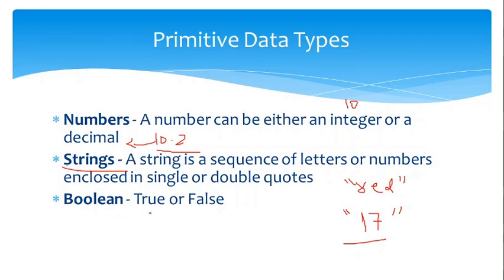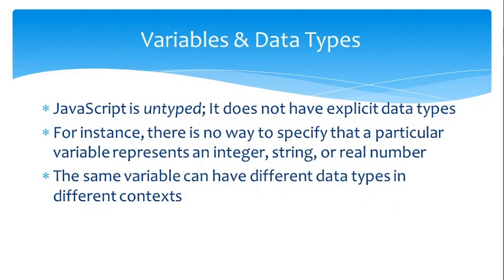Boolean is true or false. So this comes under primitive data types. Already it is available in all programming languages. Primitive data type.